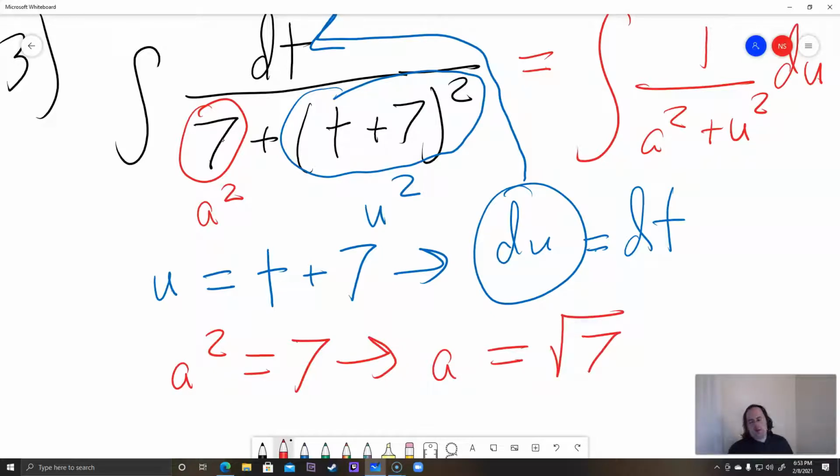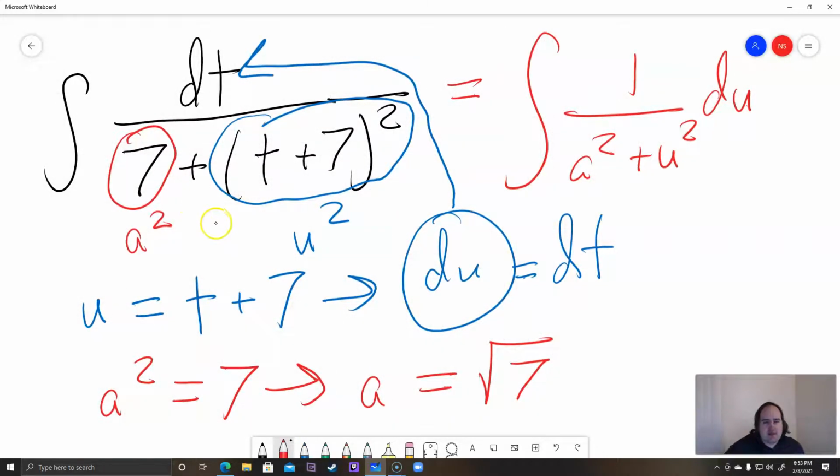And you might think, well, couldn't it be the negative square root of 7 as well? Shouldn't it be plus minus root 7? It shouldn't, because a is always intended to be a positive number within the context of these problems. Okay, so that's why I'm not writing a plus minus. It's just going to be positive root 7. It's always a positive root. Okay, so it's in the form, the integral of 1 over a squared plus u squared, and we just replaced the dt with the du. The only thing that was tricky was a is actually the square root of 7.